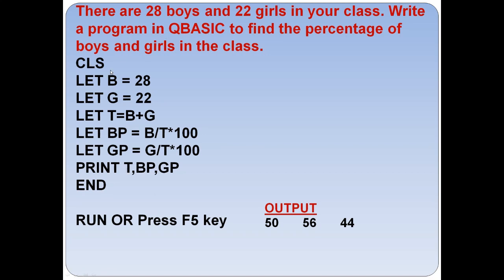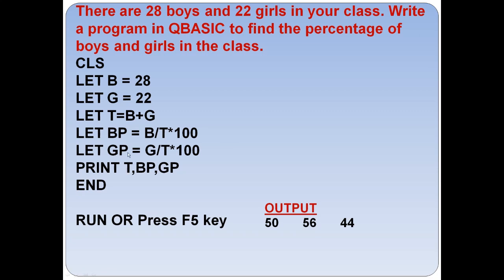CLS, first we will write CLS, clear screen. Let B for boys be 28. Let G for girls be 22. First we will find the total number of students, so T is equal to B plus G, means boys plus girls. Now percentage of boys, BP, boys percentage is equal to boys divided by total number of students, and after that multiply by 100.